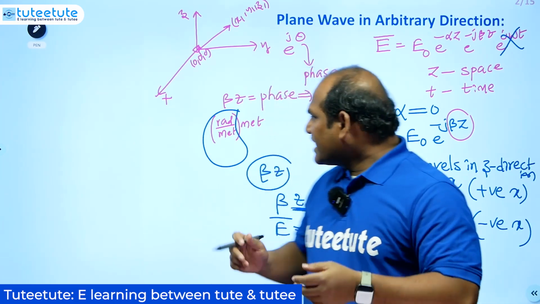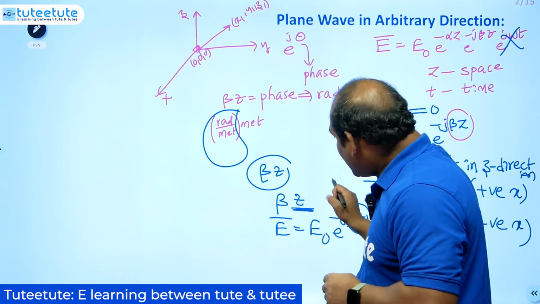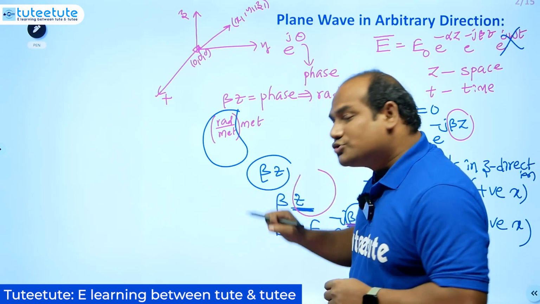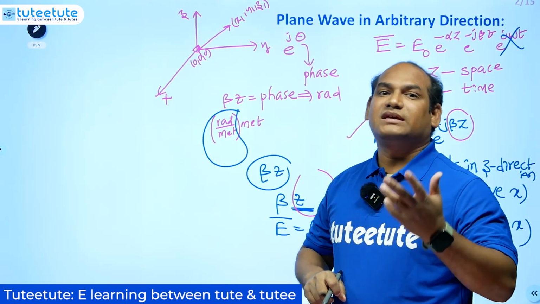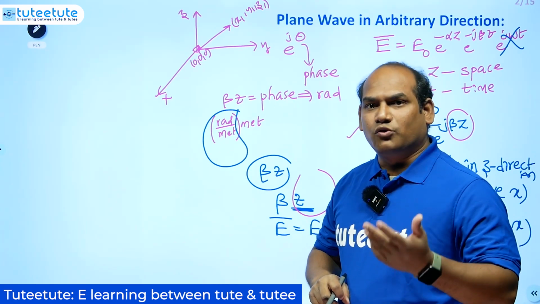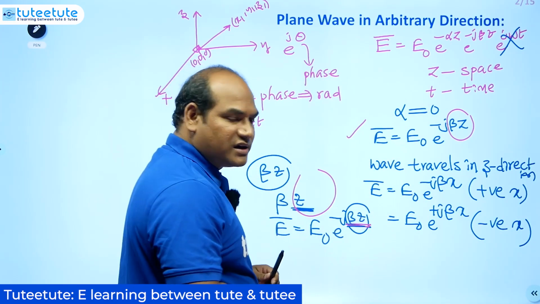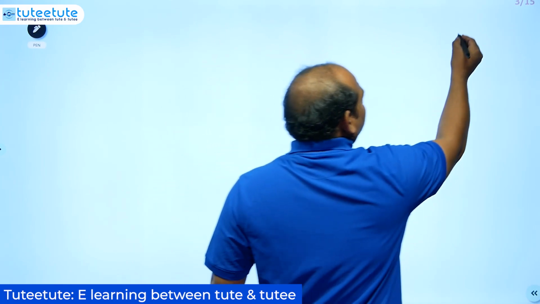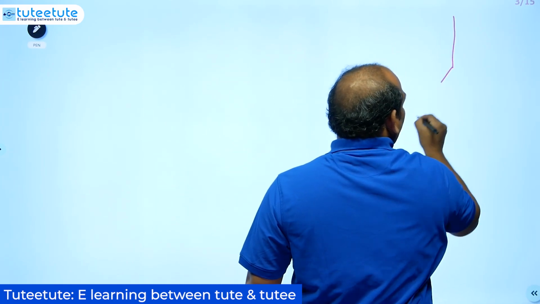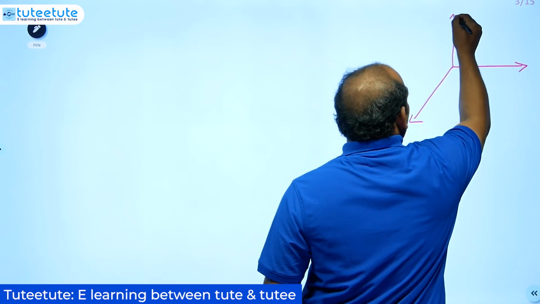So we cannot simply say beta x, beta y, beta z. That means here all three coordinates should come. For that particular case, what is the representation? That is what we are going to see here. So this is the introduction for this particular topic. Now I will take the electromagnetic wave representation when it is in arbitrary direction.